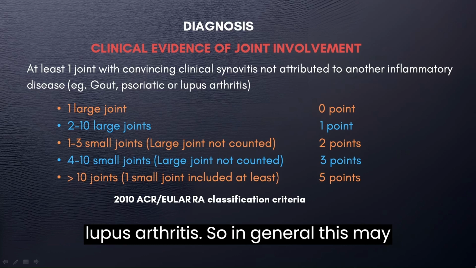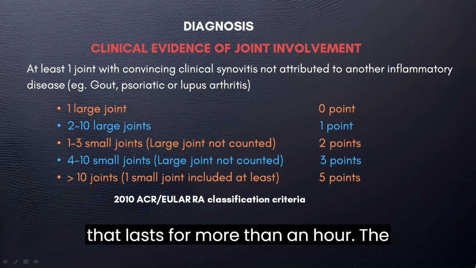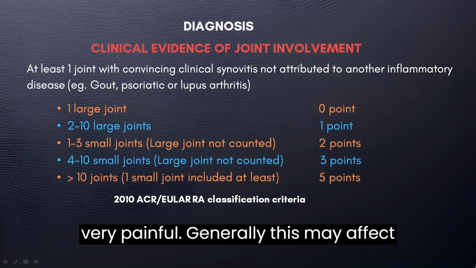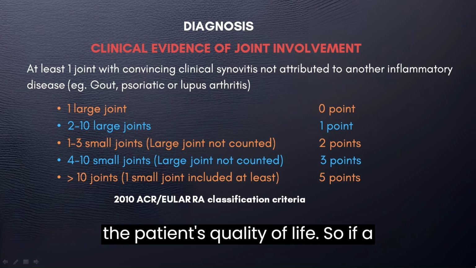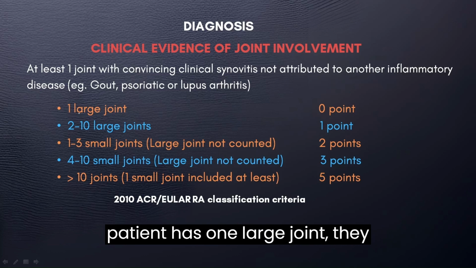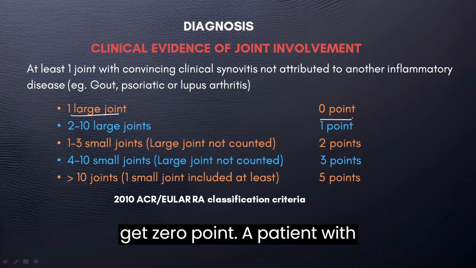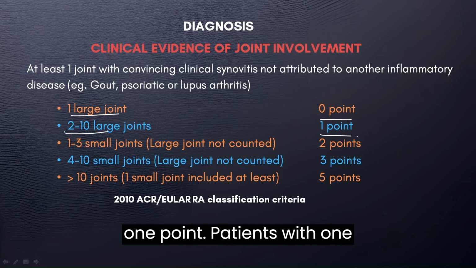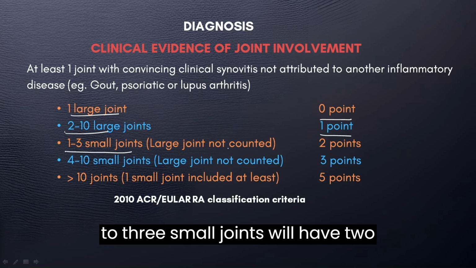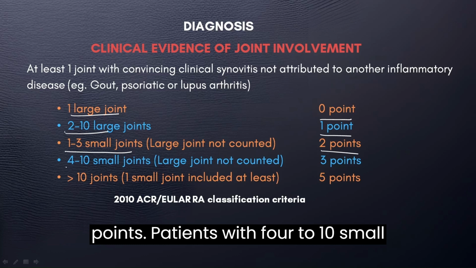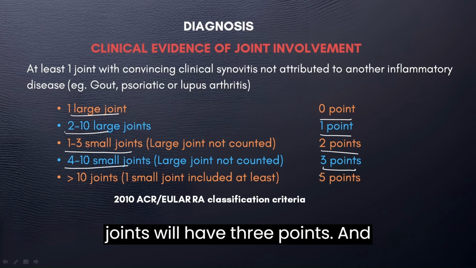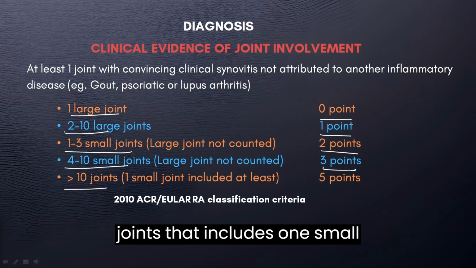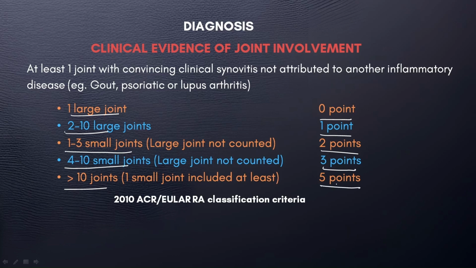So, in general, this may include joint stiffness in the morning that lasts for more than an hour. The joint may be warm to touch, swollen, and very painful. Generally, this may affect the patient's quality of life. So, if a patient has one large joint, they get 0 points. A patient with 2 to 10 large joints gets 1 point. Patients with 1 to 3 small joints will have 2 points. Patients with 4 to 10 small joints will have 3 points. And finally, patients with greater than 10 joints, that includes at least one small joint, get 5 points.